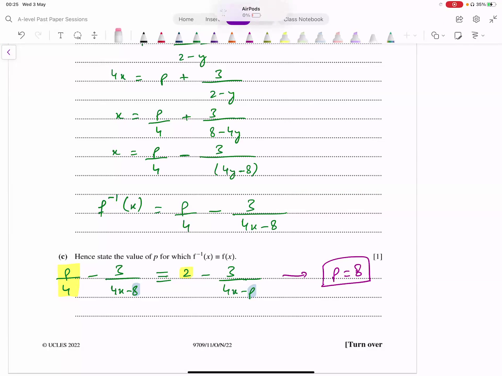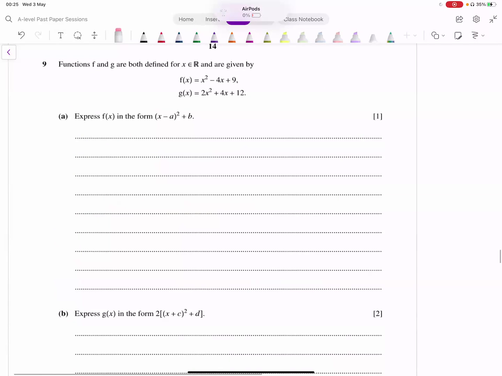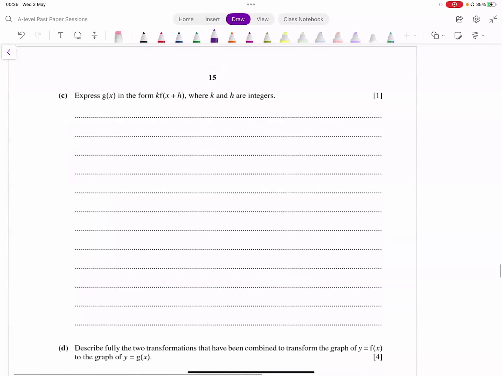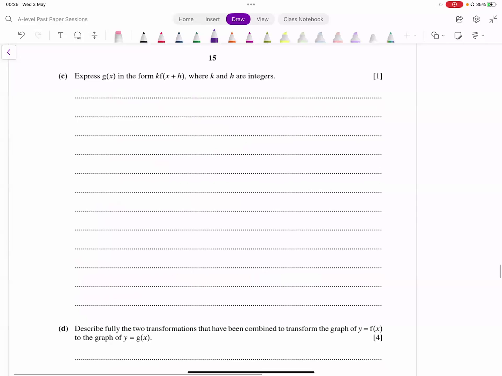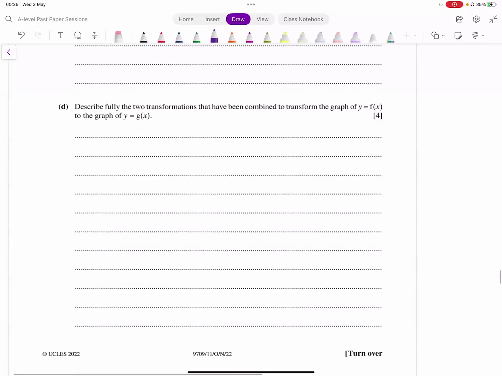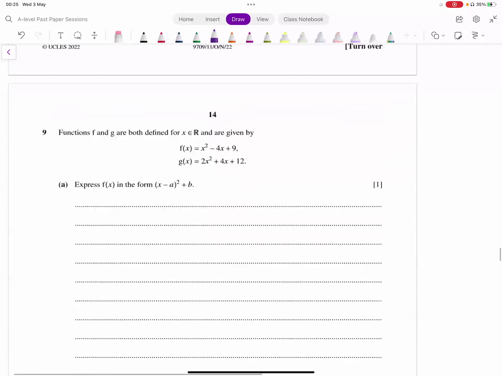Let's move on to the next one. Question number 9. Functions f and g are both defined for all real numbers. We have to first express f of x in this form, and then express g of x in this form. A transformation is coming in, otherwise it looks easy at the start.